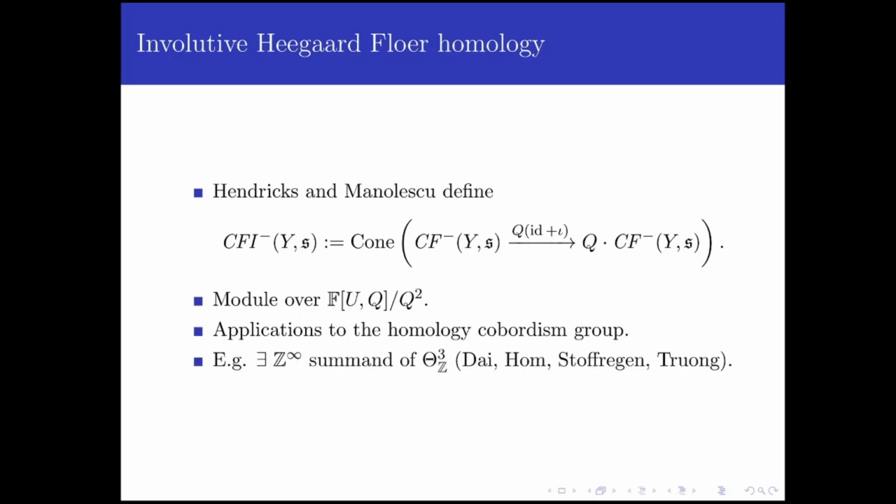For example, there's this recent paper of Dai, Hom, Stoffregen, and Truong, which proves that there's a Z infinity summand of the homology cobordism group using involutive Heegaard Floer homology. Their proof went by way of constructing an infinite family of homomorphisms from the homology cobordism group, defined using involutive Heegaard Floer homology. So it sees a lot of information about the homology cobordism group.